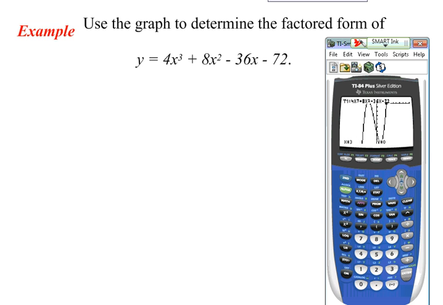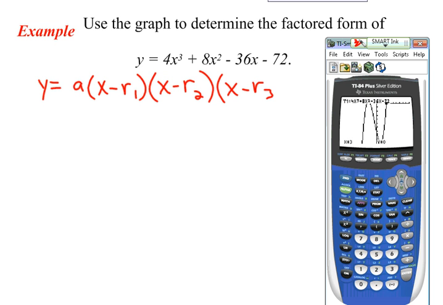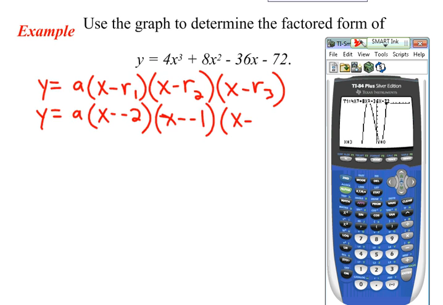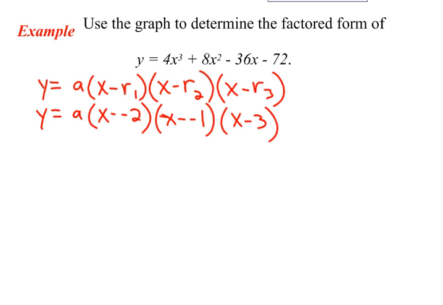So we know, let's start with our equation, R1, R2, R3. We know the roots are negative 2, negative 1, and 3. Okay, so I made a mistake there. It's negative 2, negative 3 in here, not negative 1.